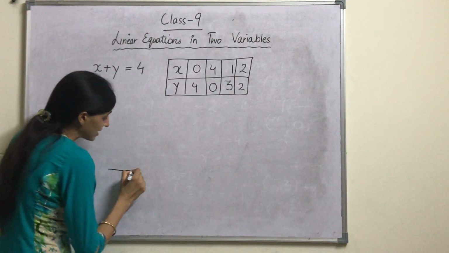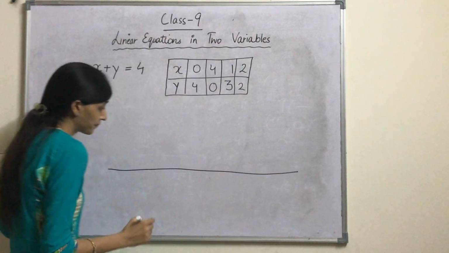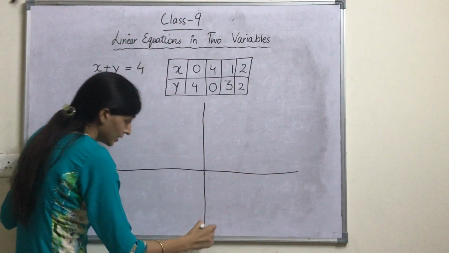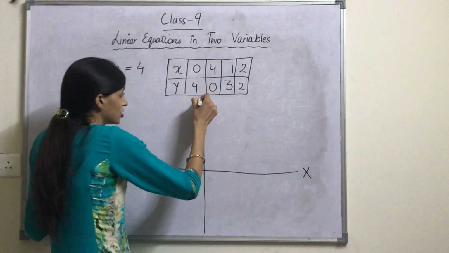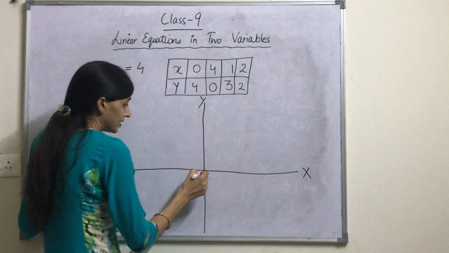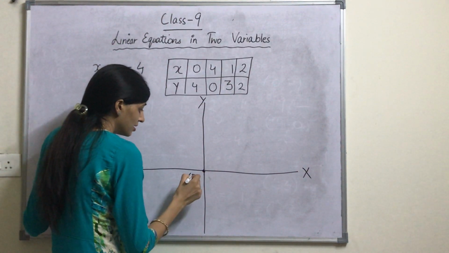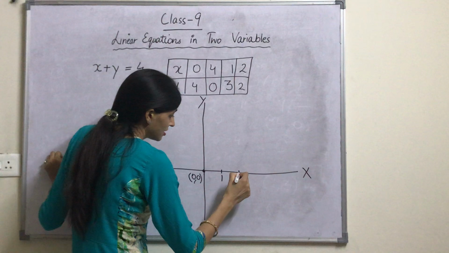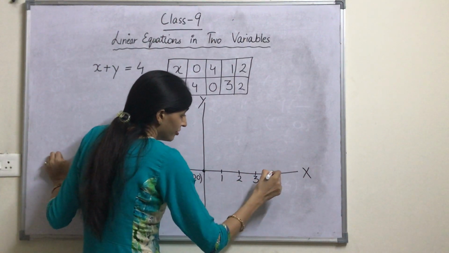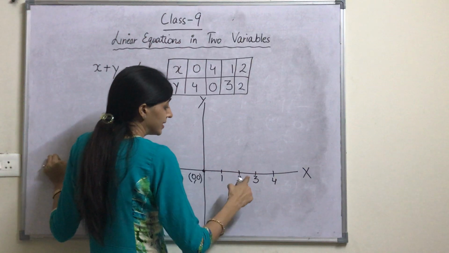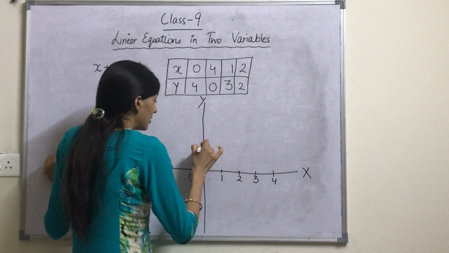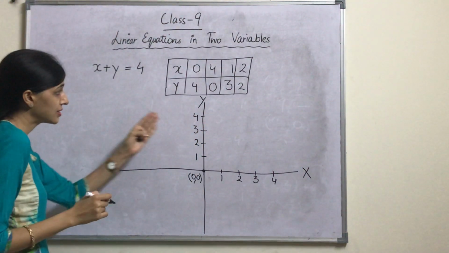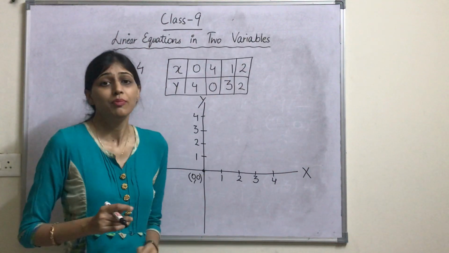How do you make a number line? Take a straight line. This is your x-axis. This is your y-axis. This is your origin where x and y both are 0. This is your 1, this is your 2, 3, 4. Take the points on equal distances. Similarly, 1, 2, 3, 4. I am only taking the positive ones because the values are positive.